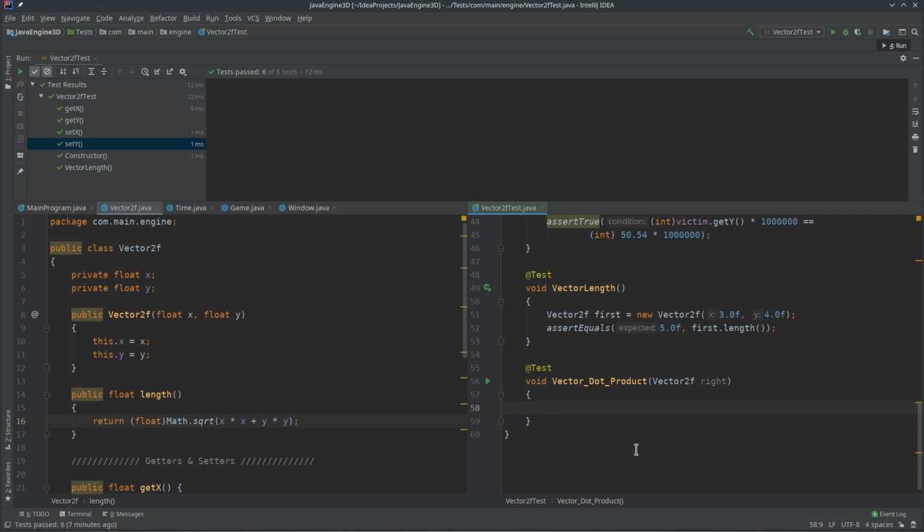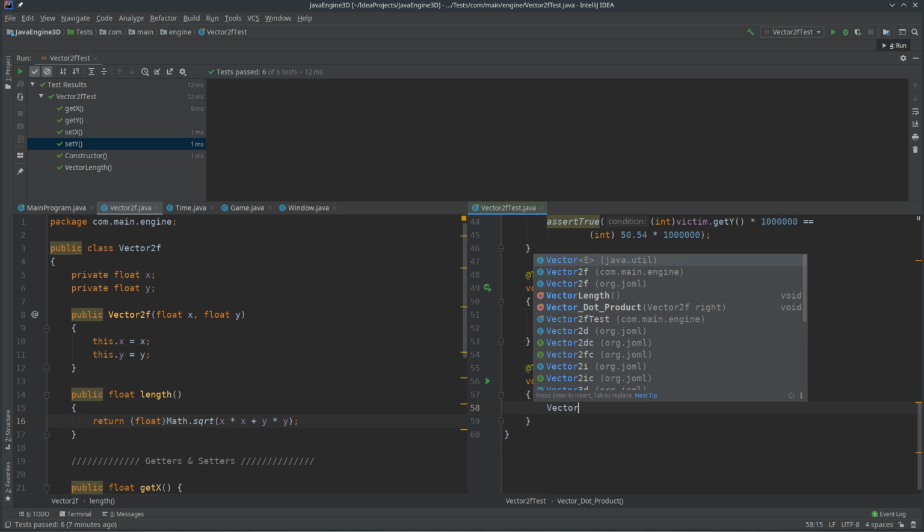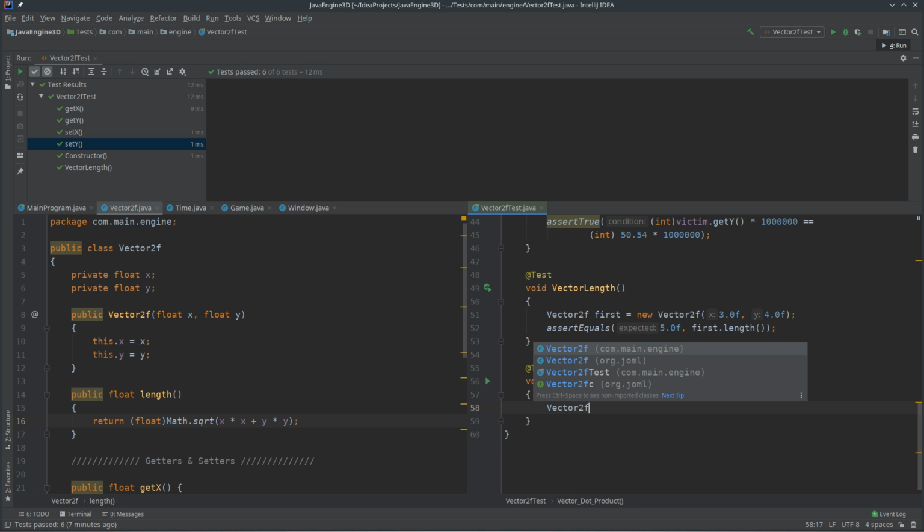Right, so it's this. So I'm going to need a left. Yeah, I'll do it that way. Vector to f left equals a new vector.